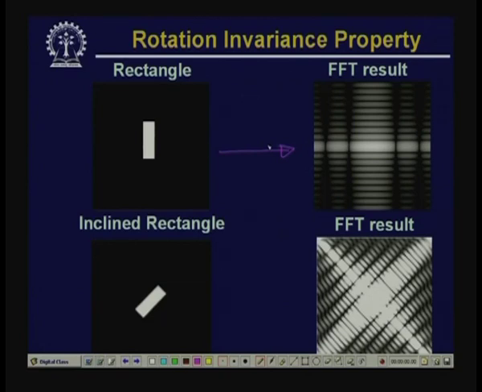Here the Fourier transformation coefficients, or the Fourier spectrum, is represented in the form of intensity values in an image. The second pair shows that the same rectangle is now rotated by an angle 45 degree. If you compare the Fourier transformation of the original rectangle and the Fourier transformation of this rotated rectangle, you find that the Fourier transform coefficients are also rotated by the same angle of 45 degree. So, this illustrates the rotation property of the discrete Fourier transformation.